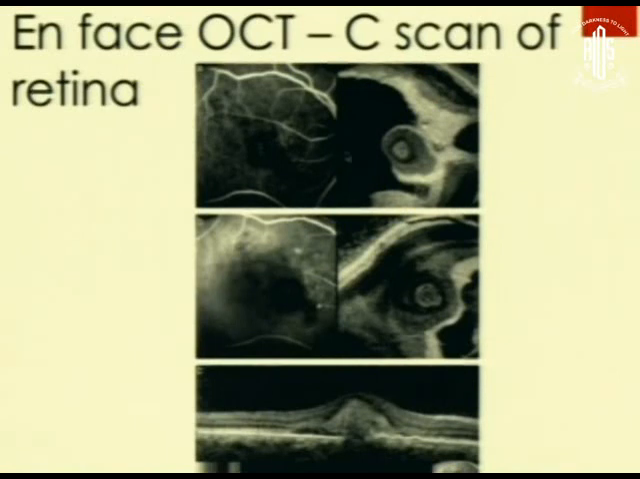And the en face OCT is like a flat surface view of the retina, as if somebody has taken a picture of the OCT from the surface of the retina. This is how it looks. So as you go deeper and deeper, in the entire scanned area, you will get the OCT picture. This is en face OCT.